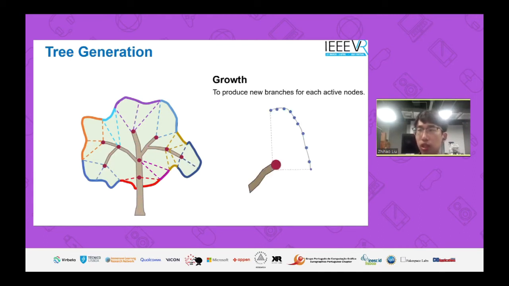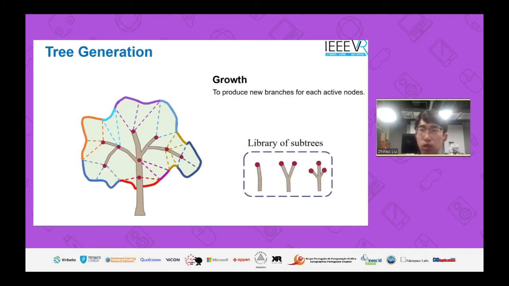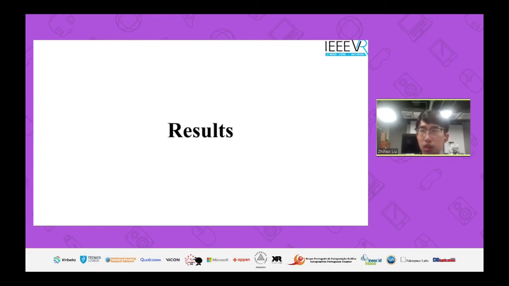Next, according to the clusters, we can produce new branches from each node. The growth direction is computed as the weighted average of the vectors formed by the branch node and the cluster points. And finally, we choose an appropriate substructure from a predefined database and attach them to each node. The algorithm will repeat until the lobe is fully filled with branches. And the results.